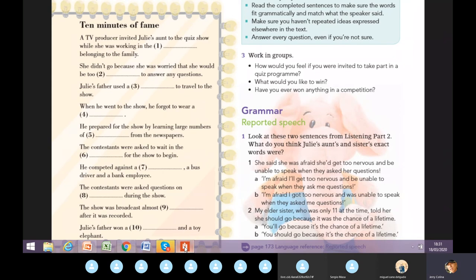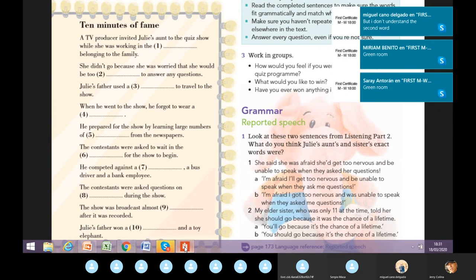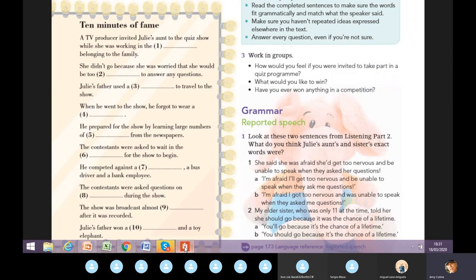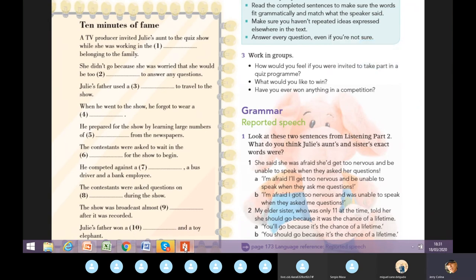The contestants were asked to wait in the blank for the show to begin, to wait in the what? Green room, yes, that's the answer, in the green room. It was a room, very good, a room painted green. So the contestants were asked to wait in the green room for the show to begin.